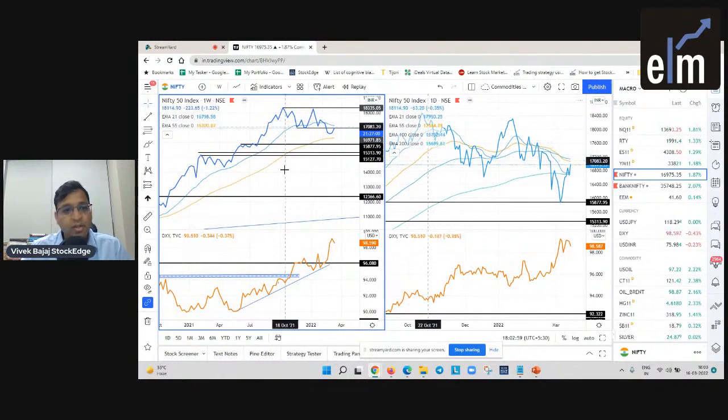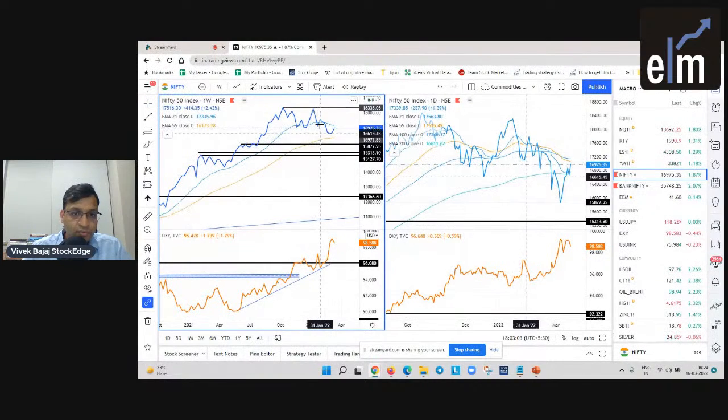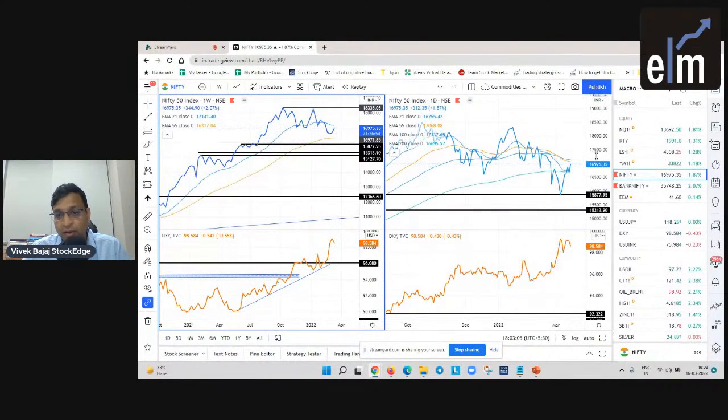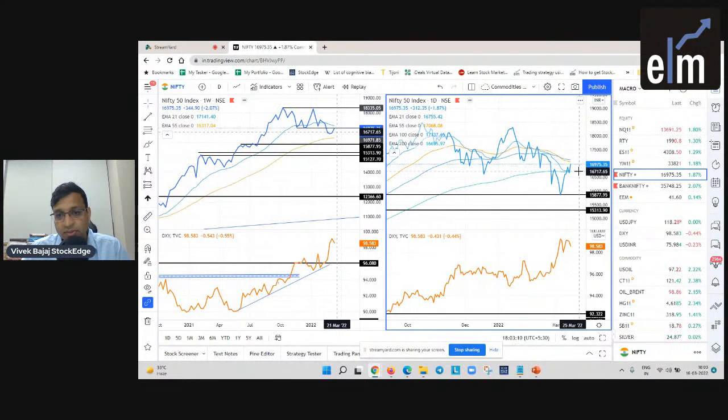However, Nifty has recovered quite sharply from its 200-day moving average now. So this is the 200-day moving average of Nifty, which is 16,700. If Nifty is above the 200-day moving average of 16,700, we should be positive about the market, at least in the short term. So we should focus on stocks which are showing very strong momentum, and we should participate in those stocks.